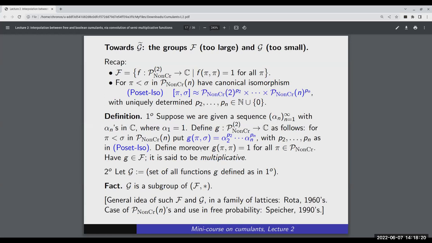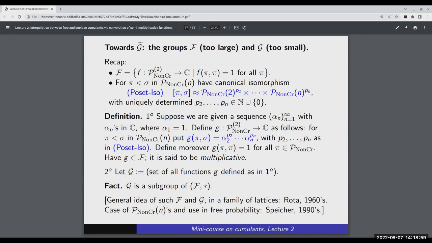So here it is. These multiplicative functions, in order to describe them explicitly, you start with a sequence of numbers. The sequence of numbers gives you a function, namely, if the interval pi, sigma factors with powers p2, ..., pn, then you put g of pi, sigma to be alpha 2 to the power p2, ..., alpha n to the power pn. So the alphas are the ones which define the function, and the exponents you pick from the factorization. That's how multiplicative functions are defined: somebody gives you a sequence of numbers.